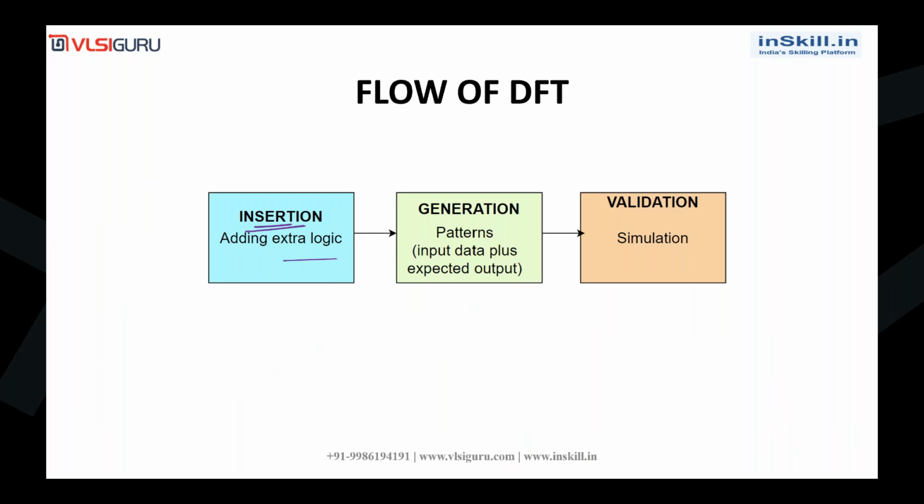And then we will be having the generation. Generation means patterns will be generated. The patterns will consist of the input sequence and then the expected output. And then we have the validation, that is done with simulation. Simulation is actually to validate the patterns that were generated during ATPG. So for that, we go for simulations.